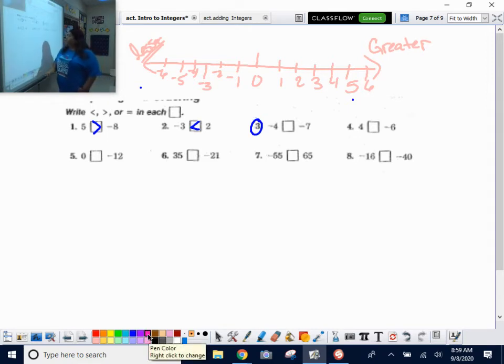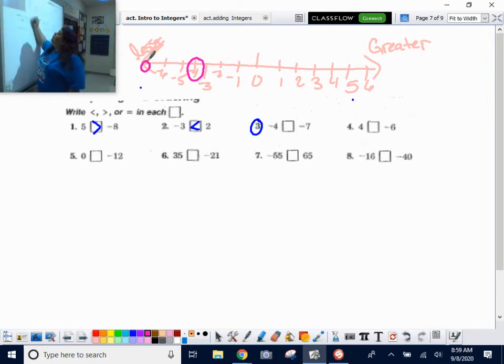On number 3, it says -4, which is right here, compared to -7, which will be over here. Now remember, like I said, on the negative side the numbers are kind of reversed, right? If you look, the -4 is on the right-hand side, which means it is actually greater than the -7, which is further away from 0. Okay, so -4 is greater than -7.